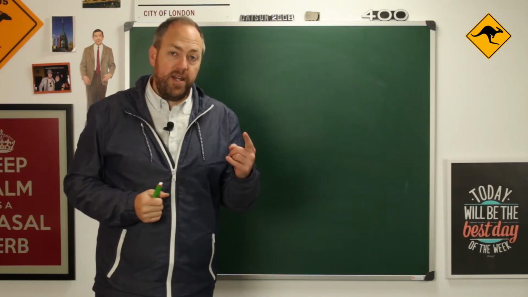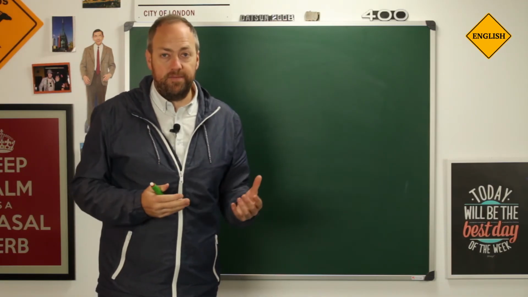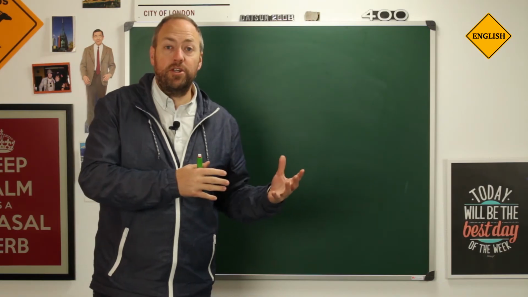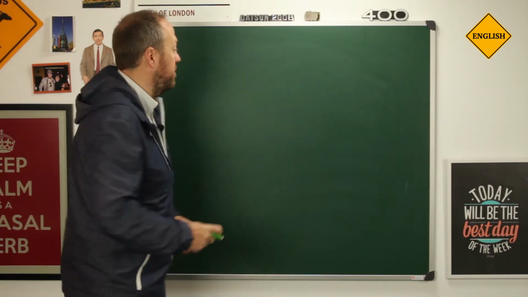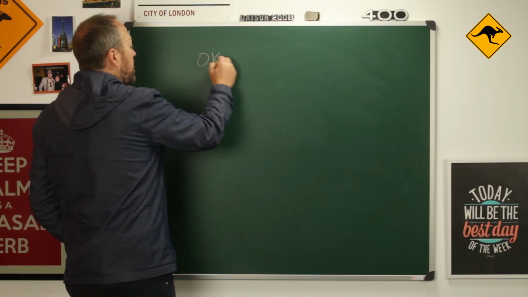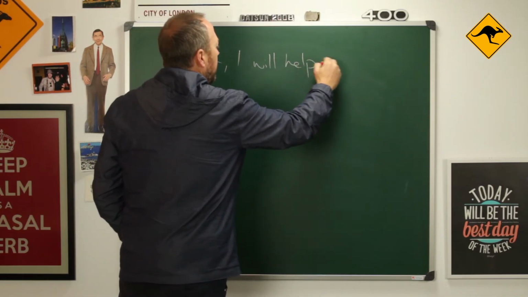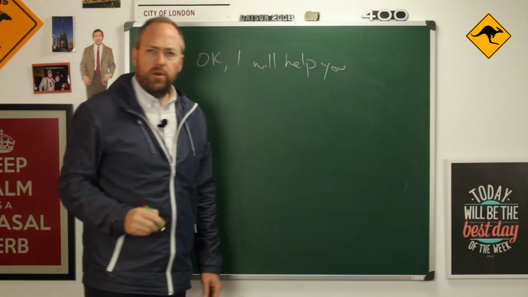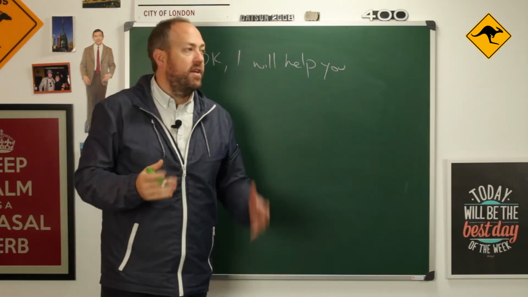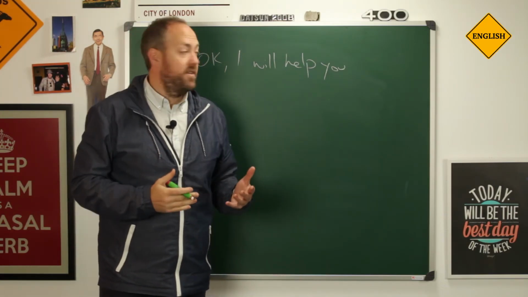So the first way is as an exclamation. So we can use it as an exclamation to agree to something. So for example, okay, I will help you. So this is a type of agreement.